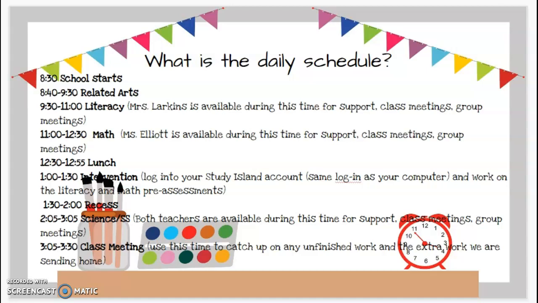Then we have recess, and then from 2:05 to 3:05 is our combined science and social studies time. Both Mrs. Elliott and I will be available to you to do class meetings, group meetings, whatever we need. And then at the end of the day, class meeting, normally we would be having our class meeting with each other, getting to know each other. Just use this time right now to catch up on any unfinished work and like some of those get to know you activities that we have sent home in the social studies portion of your packet. You can be working on those during this time.